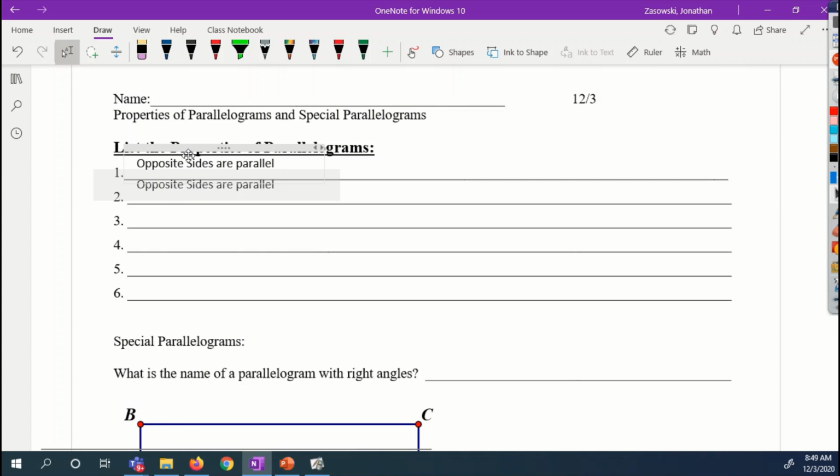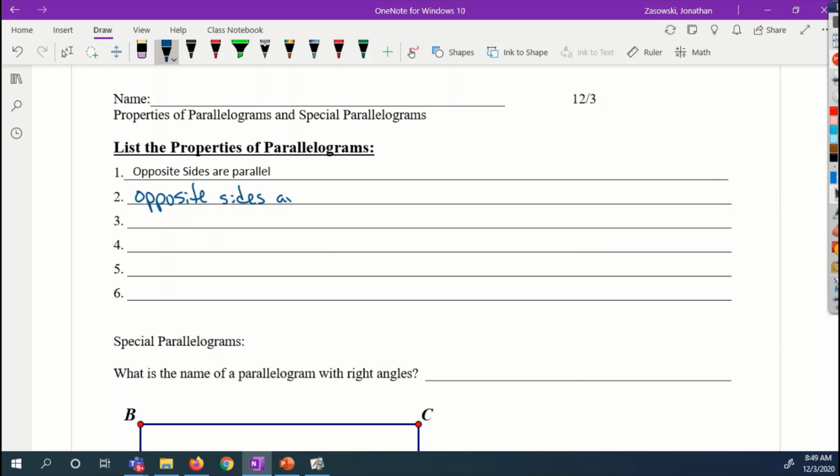So that's going to be the first property here that hopefully you recognize. All right. Then we'll write it by hand. Second one we're going to do is that opposite sides are congruent. All right. We have opposite angles congruent.